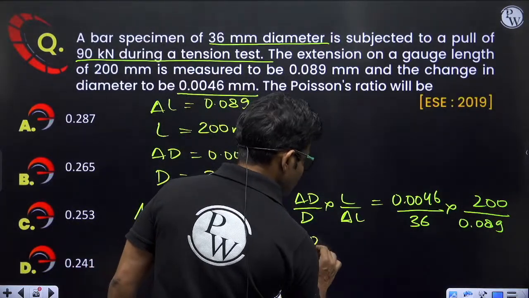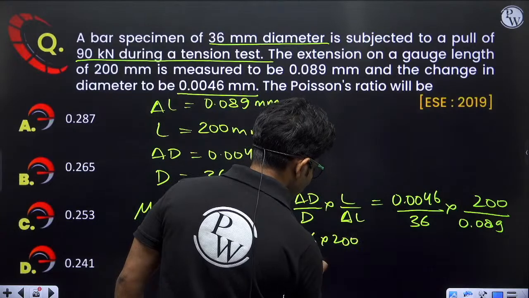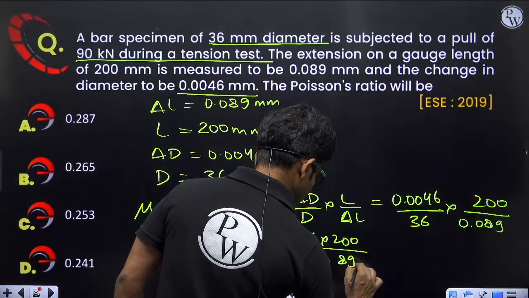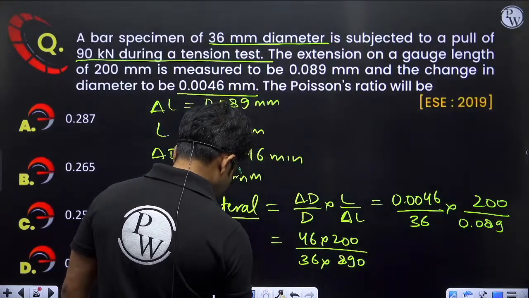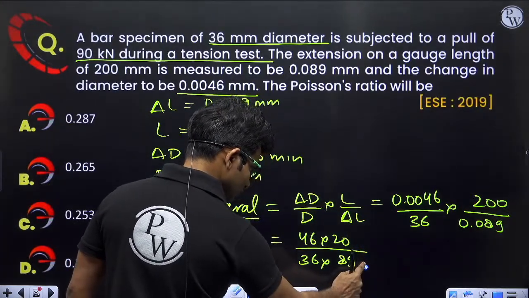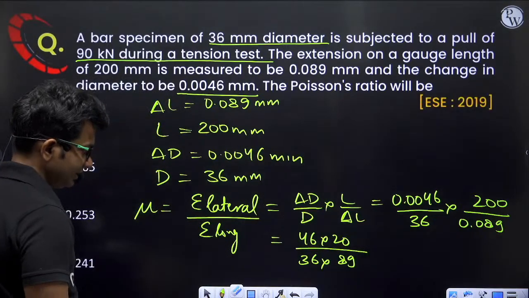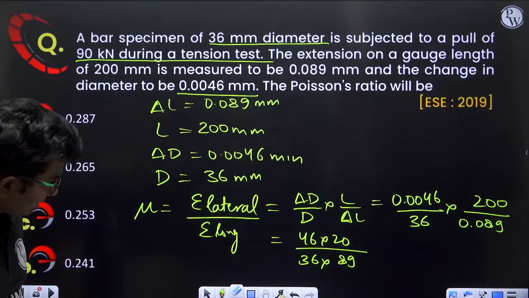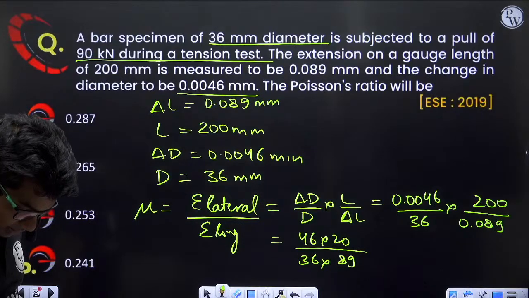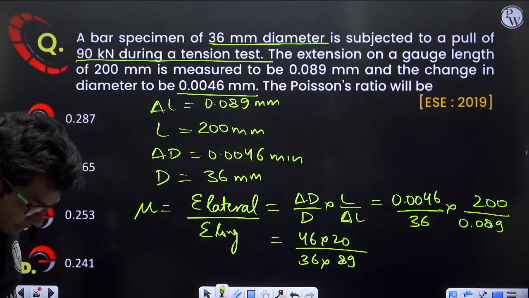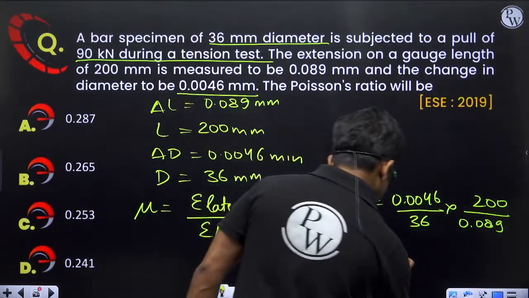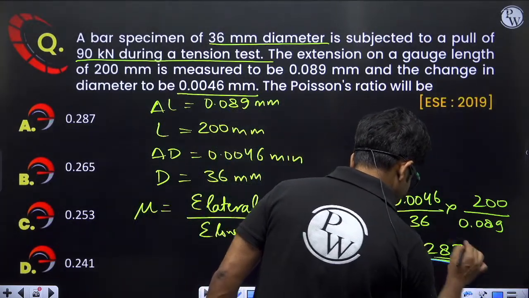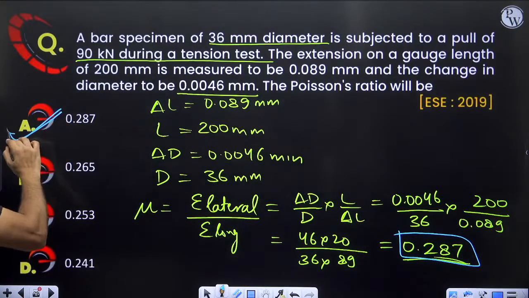So I'll be getting 46 into 200 divided by 36 into 890. The 10 and 10 will be cancelled out. So 46 into 20 by 36 into 89. We can solve it: 46 into 20 divided by 36 divided by 89 gives 0.287. So the answer will be 0.287. This is the correct answer. So option A is correct.